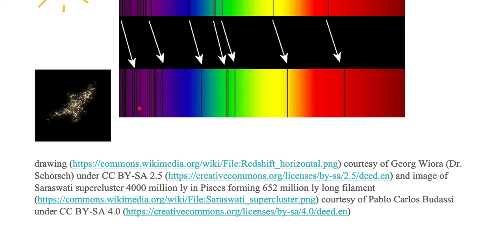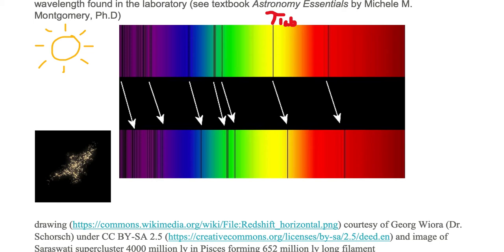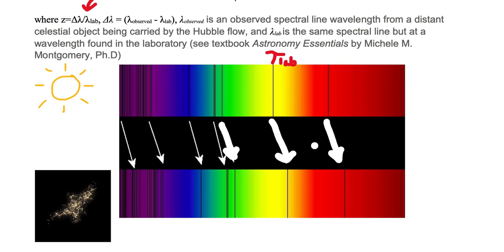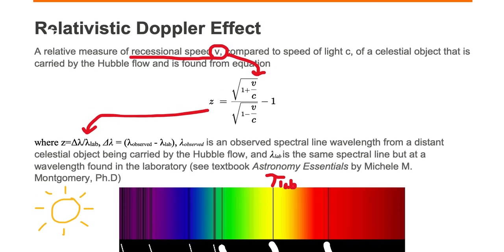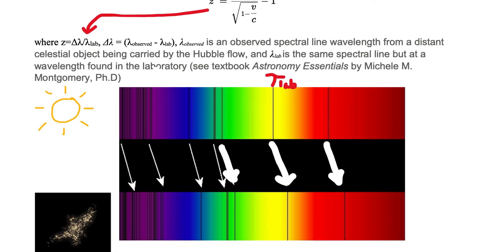So we get the spectra from this object, and then we notice the shift in the lines. Same lines appear in the distant object and in the sun, but we want to find the shift in the lines. Notice that all the lines from the far away object are shifted to the right, or the red side of the spectrum, hence redshift. And the more shift there is, the faster the object goes due to the Hubble flow, and hence we have this relativistic part of the Doppler effect.